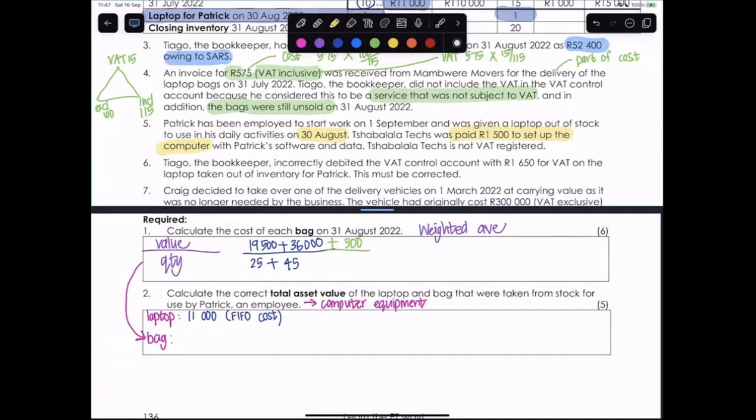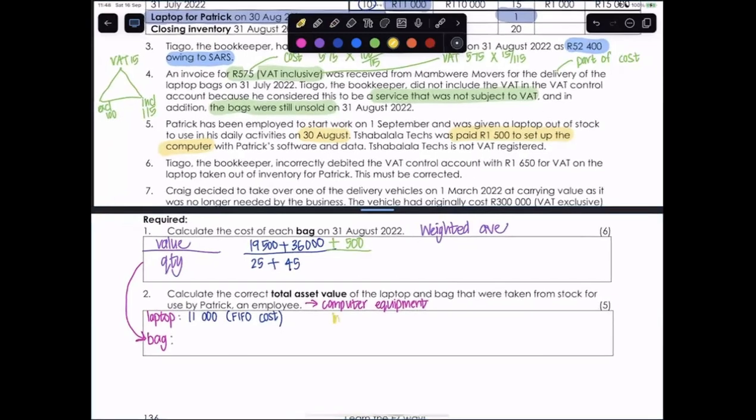They are not VAT registered. So thank goodness we don't need to worry about VAT for that one. But the fact that they had to set it up, remember that the cost of an asset includes all the costs to get the asset to the location and condition where it can be used. If they hadn't installed the software and his data, he would not have been able to use the asset. And so therefore, the installation cost is also going to be part of it. So we'll use that as part of the calculation, and then all of that will obviously go to the computer equipment account when we know how much it is.